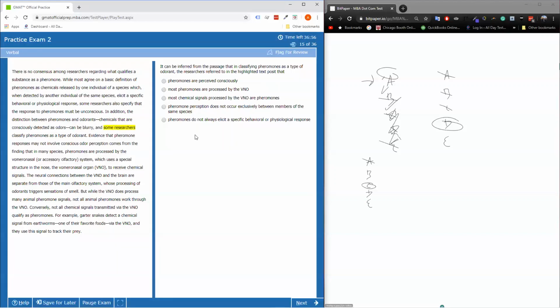D. It can be inferred from the passage that in classifying pheromones as a type of odorant, the researcher referred to in the highlighted text posit that pheromones are perceived. Some reasons odorant. Therefore, it's conscious.